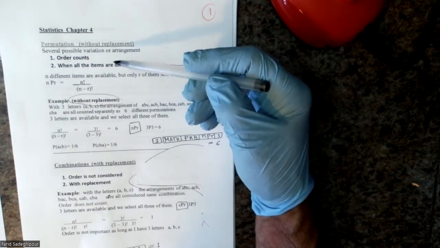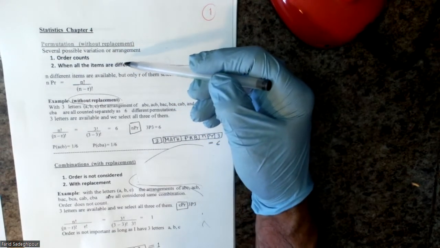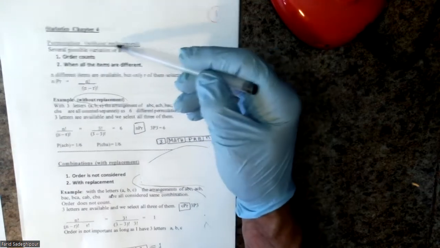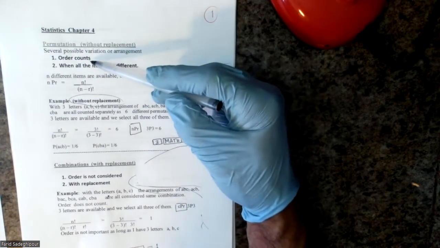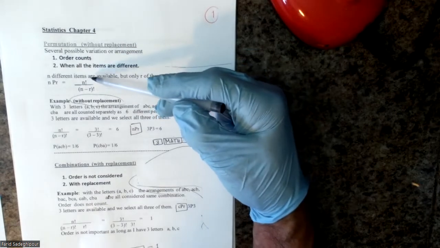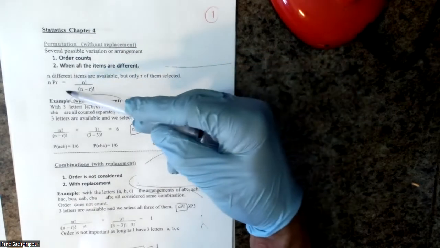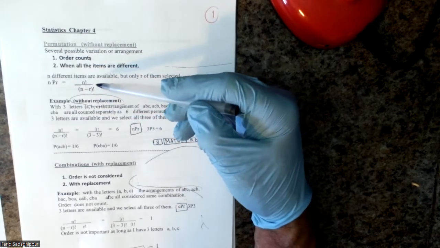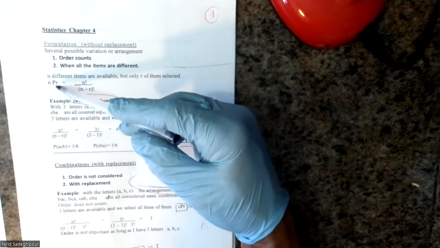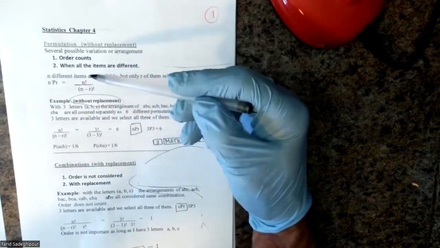there are two requirements. One is order counts, and all the items are different, and it is without replacement. So order counts and without replacement. Example, n different items are available, but only r of them are selected. So this is the formula for permutation, and this nPr is how to use the calculator to do the calculations.